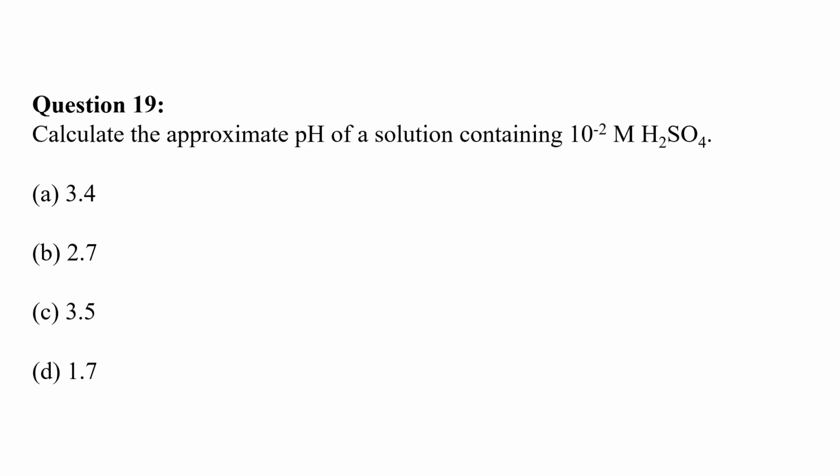So moving to the next question, again similar to the previous questions. Calculate the approximate pH of a solution containing 10 raised to the power minus 2 molar H2SO4. Now we don't have HCl, we have H2SO4, so there is a catch here. What is the catch? H2SO4 basically dissociates into 2 protons, right? And it's a strong acid, so unlike phosphoric acid, it will dissociate all the protons in one go. So H2SO4 will dissociate into 2H plus and SO4 2 minus.